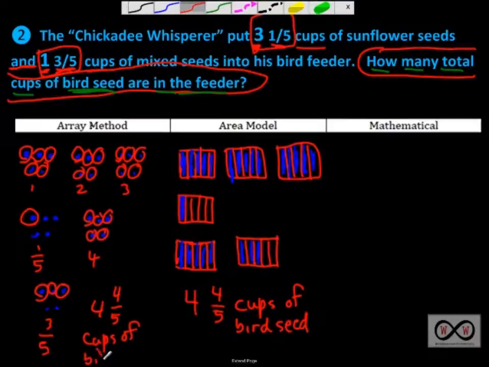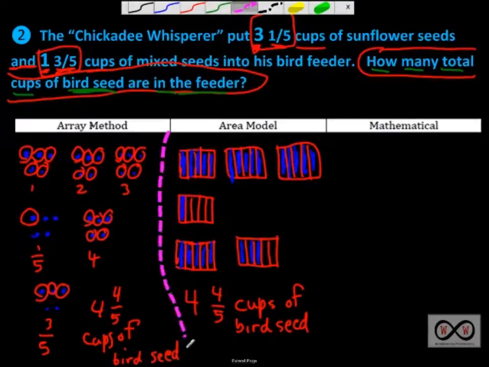bird seed. Ooh, my writing got a little funky there. Cups of bird seed. And there you have it. All right, so let's tackle the mathematical method here. We're almost done here. Now, once again, we've shown our complete understanding through our area model and our array method. Now we're going to go ahead and solve it mathematically.